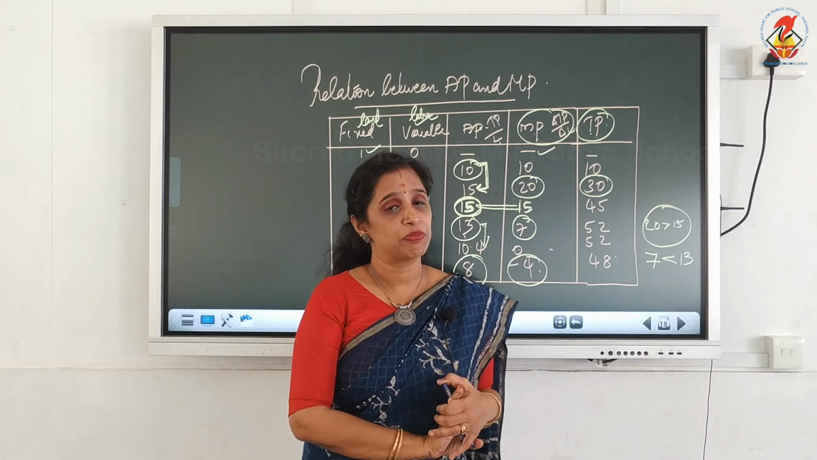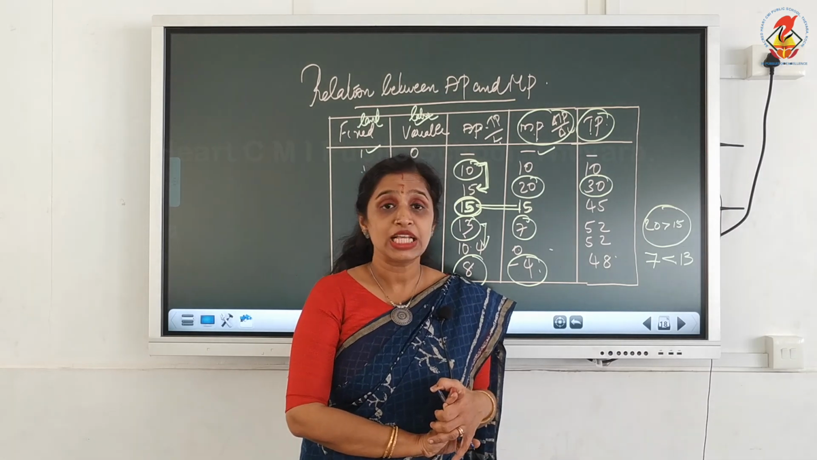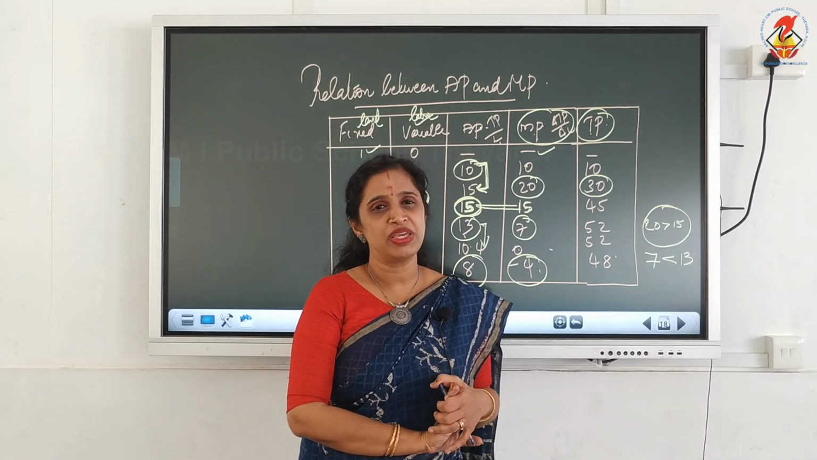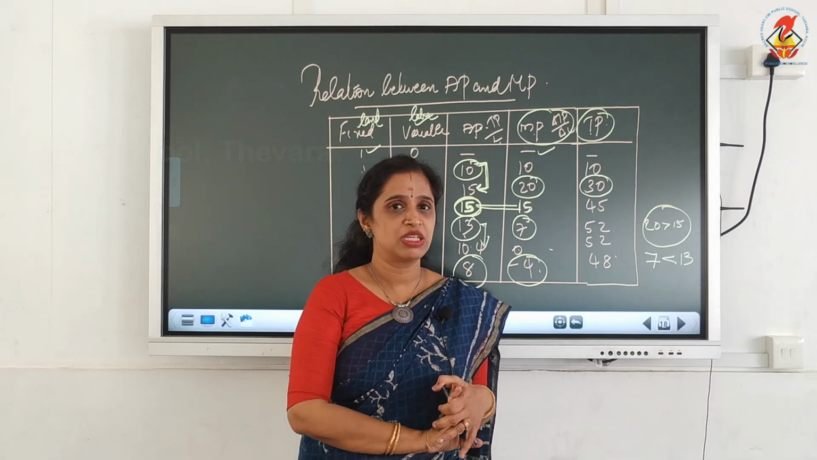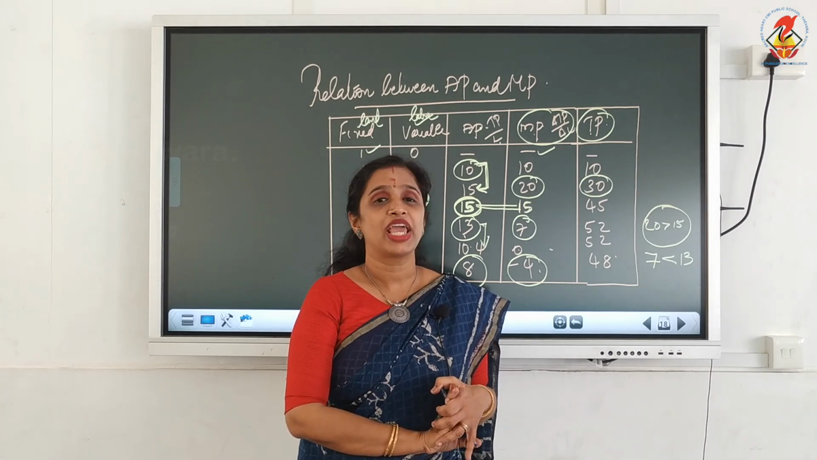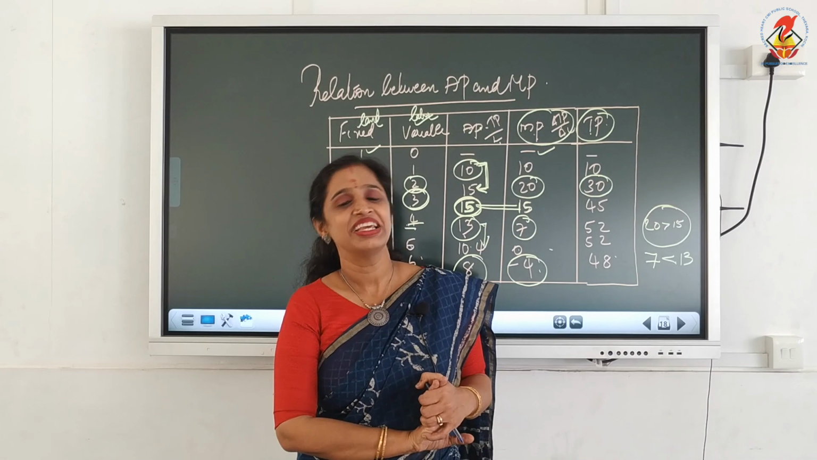Once again we can repeat: as long as MP is greater than AP, AP will rise; as long as MP is less than AP, AP will fall. When MP is equal to AP, AP is at its maximum. MP can become negative, AP can never become negative, and MP falls faster than AP.